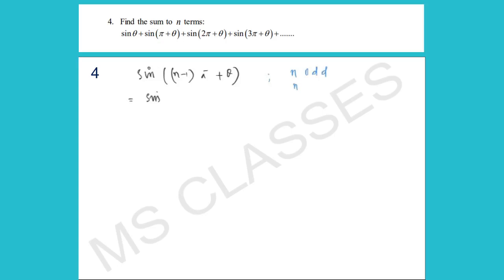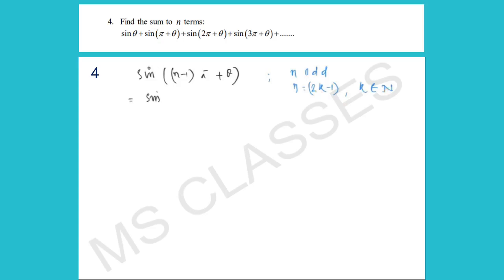So, if n is odd, what you can take it as 2k minus 1, where k will be what? K will belong to some integer. And in this case, since it's a number of terms, we take k as a natural number. Why? Because k is an integer, integer we can take, but here they have taken the number of terms, so it automatically cannot be negative. So we have taken k as natural.